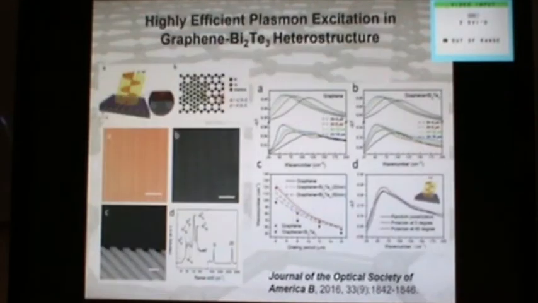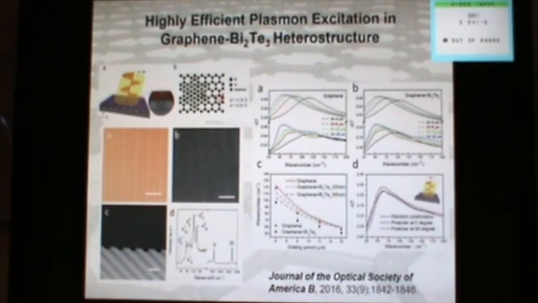Okay. So we have also done some research on these topological insulators. We know that both graphene and topological insulators can support Dirac plasmons. So we try to address the question: what will happen if you put these two materials together and form a heterostructure? What can you see?